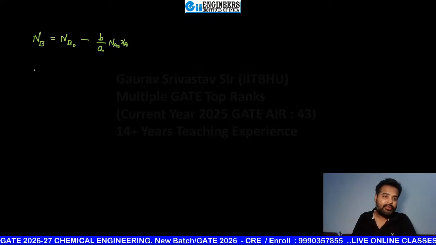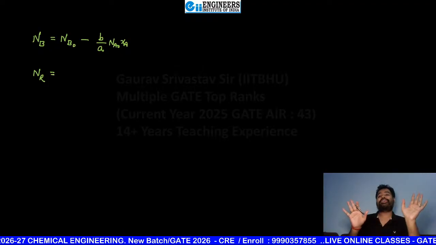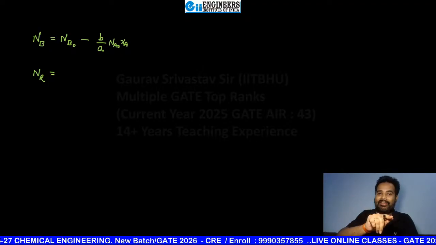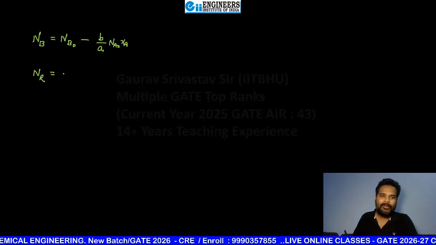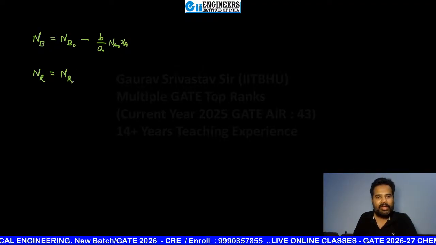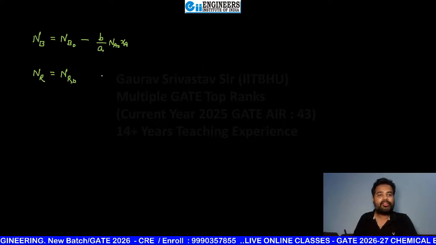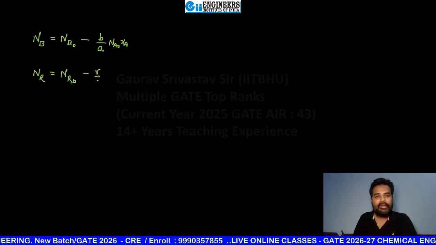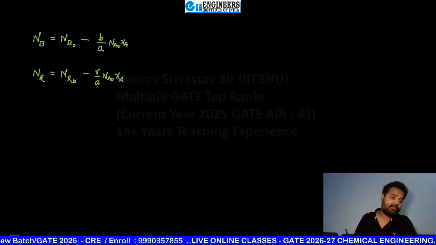Similarly, my dear students, when you are going to write for NR, I don't know whether I am writing it correct or not correct for R. You have to tell me. Okay, so similarly, you can write NR naught, and this time it is R by A and NA naught XA. So minus R by A and NA naught XA. Now please tell me, is it correct or not correct? If correct, is it crystal clear to all of you? Please everyone tell me, beta.